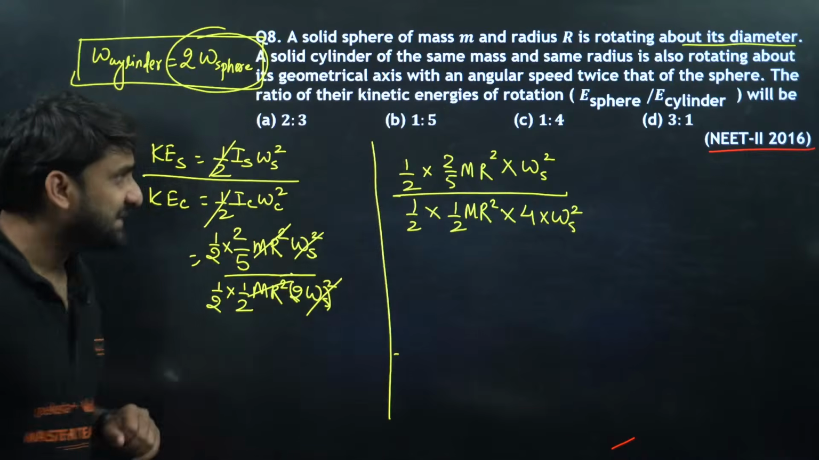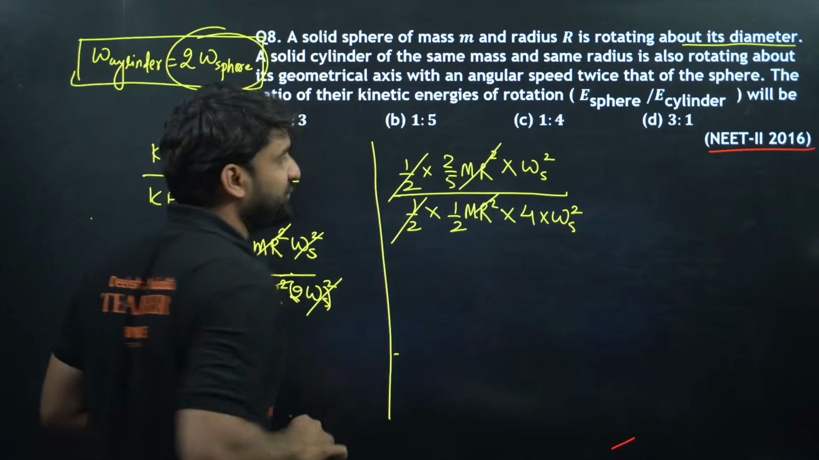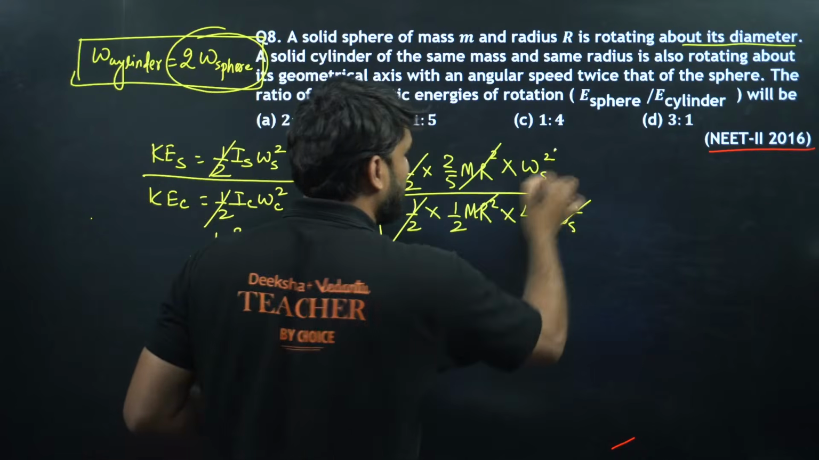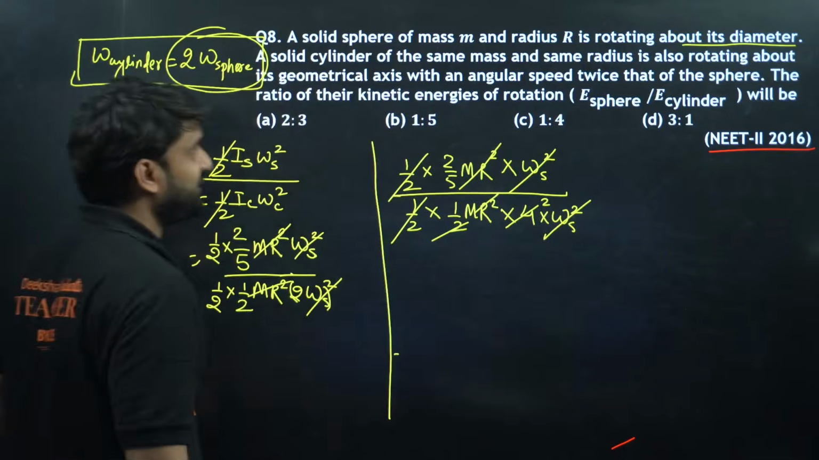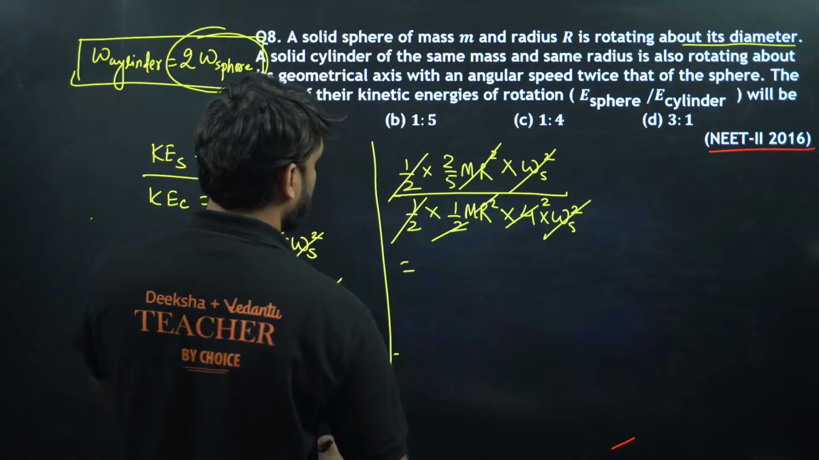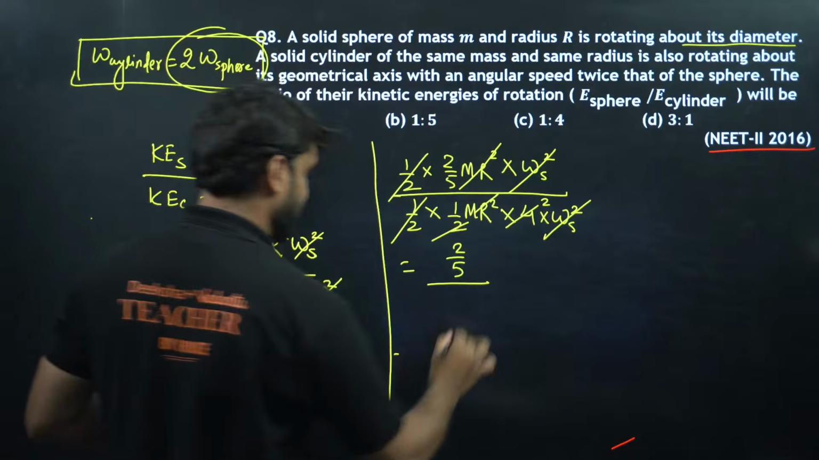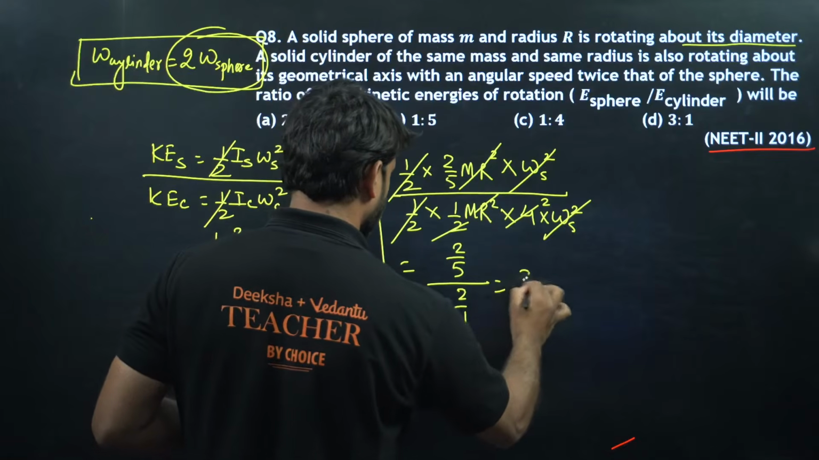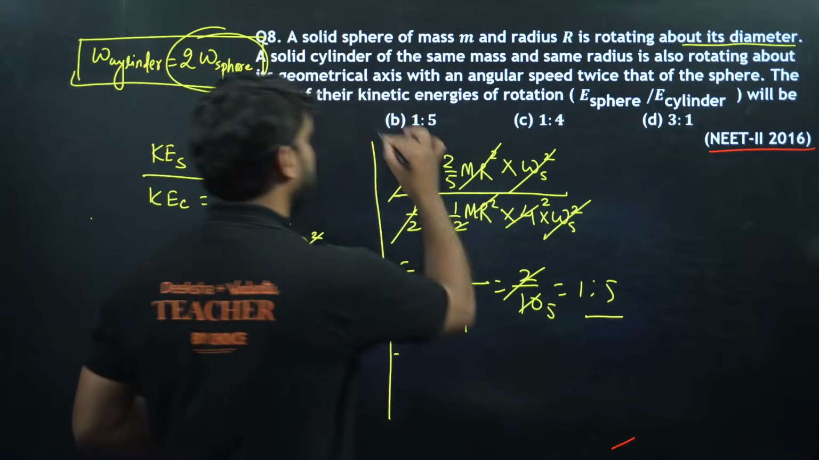Now whatever cancelling here, just cancel all those things. Half cancelled here, m r square cancelled here, and this will cancel here, and 2 will cancel this, right? So we are getting here 2 by 5 and divided by 2 bunch. So this is 2 by 10, will cancel by 5. So 1:5 is the correct answer, option number B.